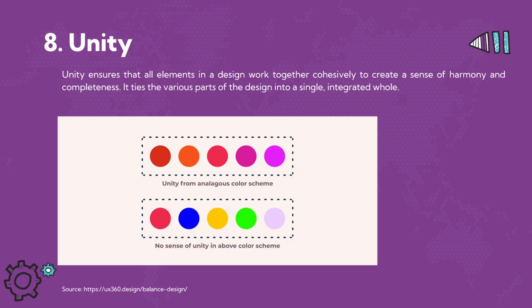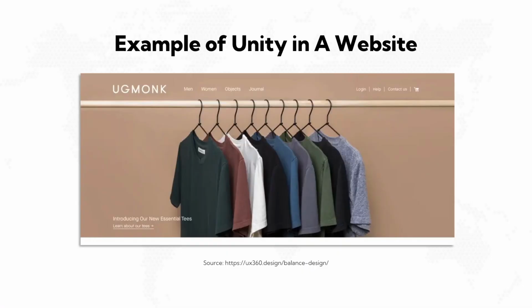So we have unity. Unity ensures that all elements in a design work together cohesively to create a sense of harmony and completeness. It ties the various parts of the design into a single integrated whole. So at the top there we have unity from an analogous color scheme. The second one, you can see there's no sense of unity in that scheme. This is an example of unity in a website. You can see this is an e-commerce website.